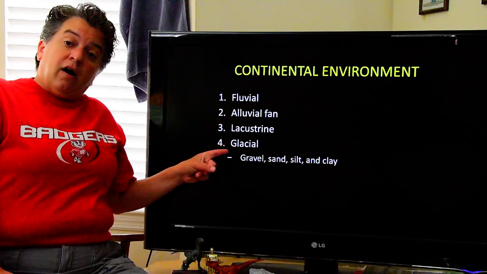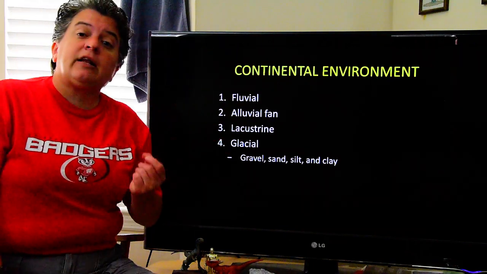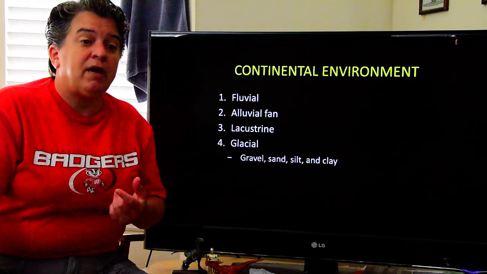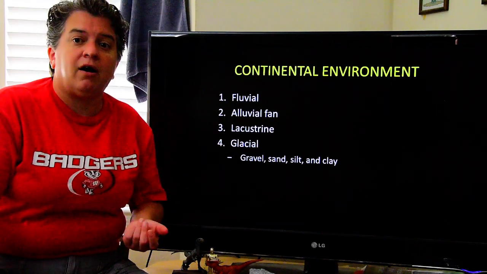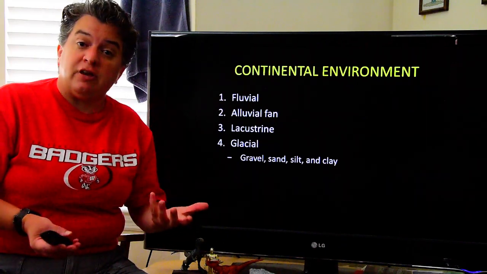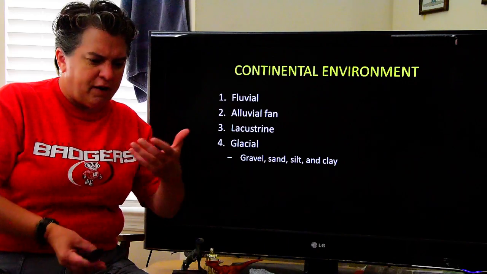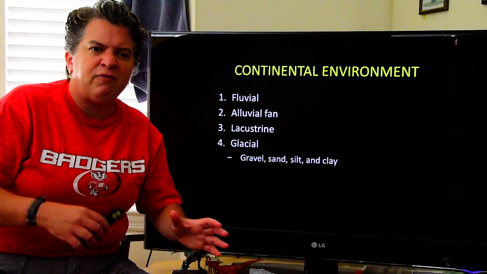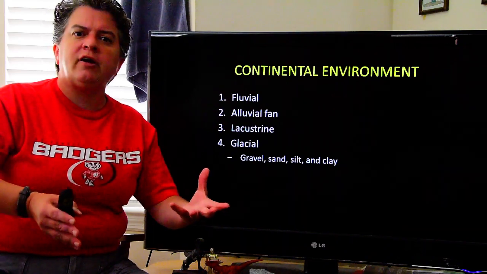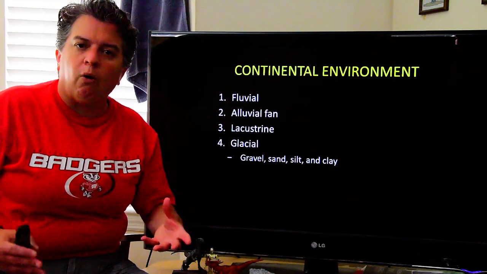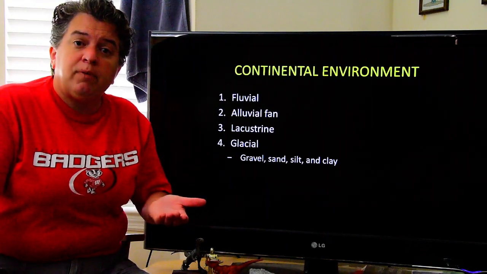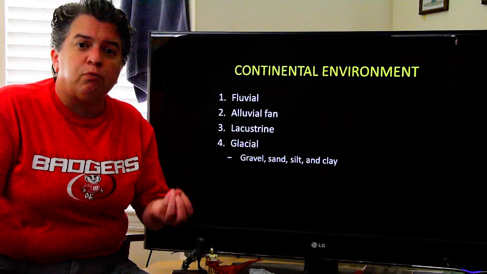All right, on continents, we also get glacial sediments. Glacial sediments are basically things that are deposited by massive ice sheets. Right? Glaciers are these thick masses of ice. They might be 3-4 kilometers thick. They grind up the rock underneath them and produce a whole lot of sediment. And glacial deposits can be quite complex as well.